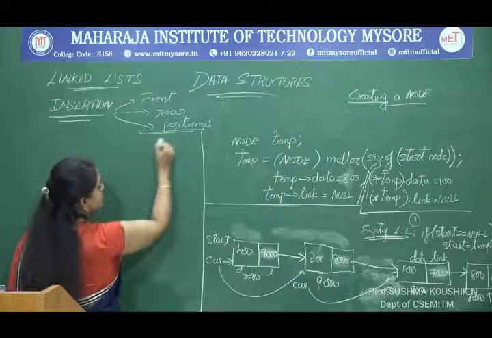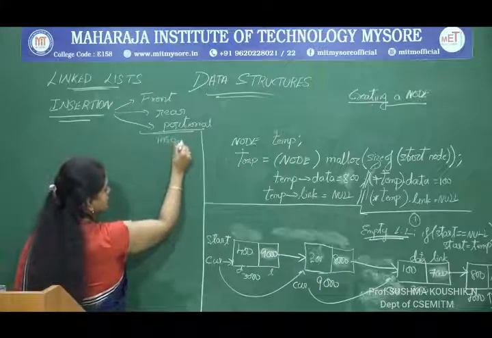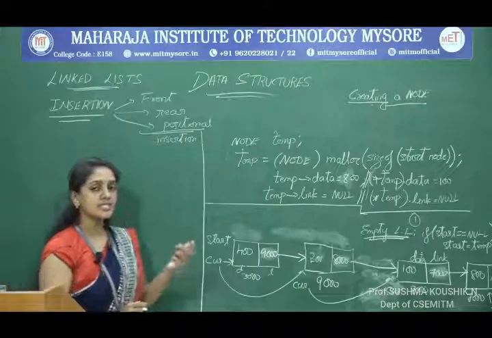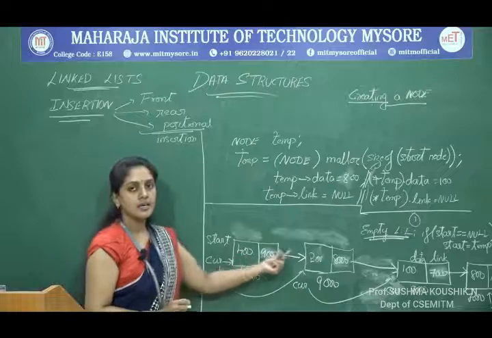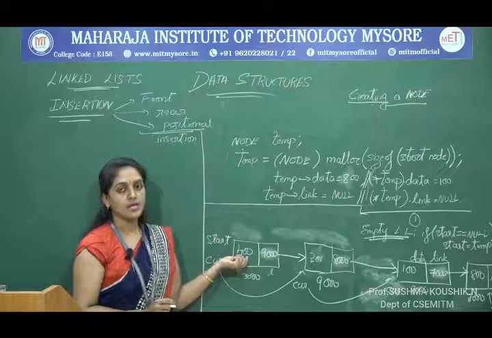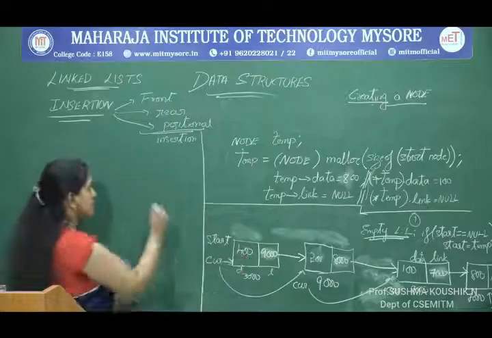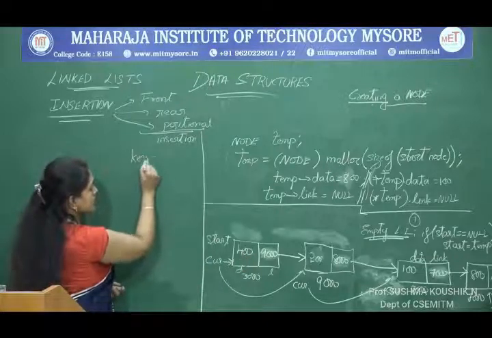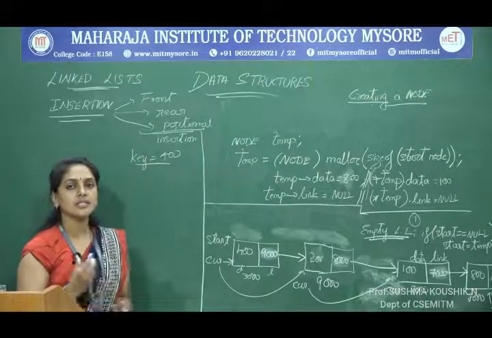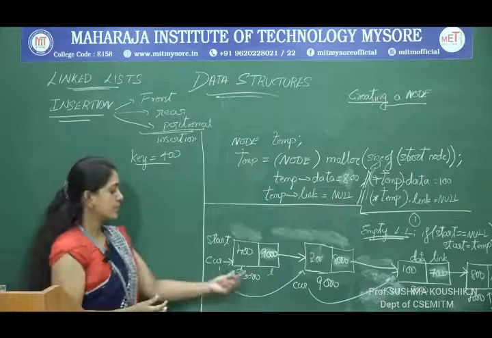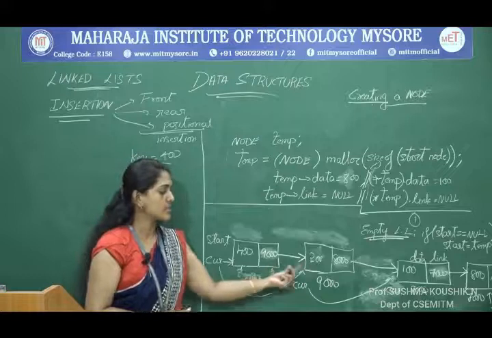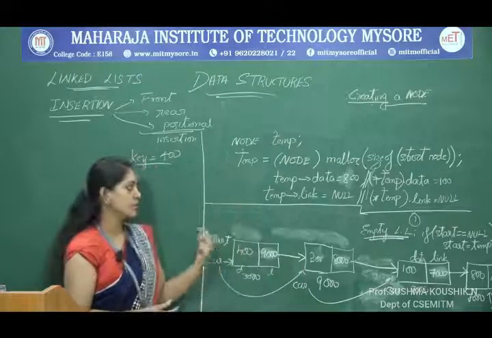So yes, it is positional insertion. Suppose I want to insert an element after a particular node. Okay, so I shall indicate that after 400 I want to insert. So I will just take the key value, key is equal to 400. The demand over here is to insert a new node after the key node which is 400. So the new node has to be over here, followed by the remaining nodes.